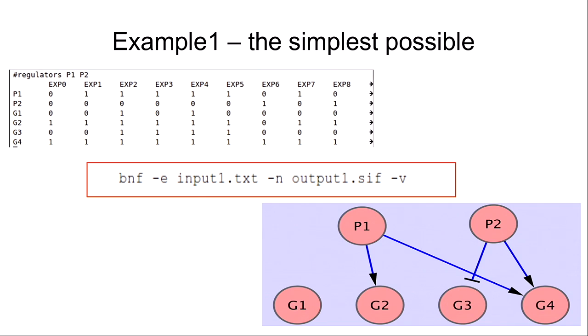And you have this preamble with hash. There's a number of keywords that you can use. Regulators is just one. And then you have a tabular number of observations. In this case, it's inverted. So each column is actually an observation, and each row is a variable.